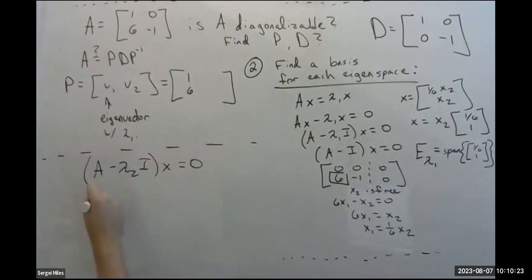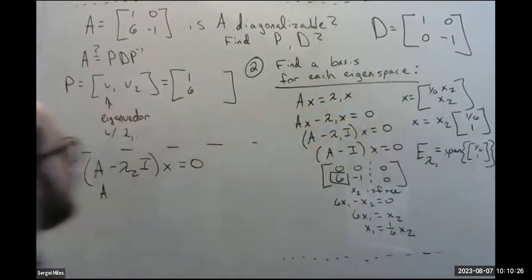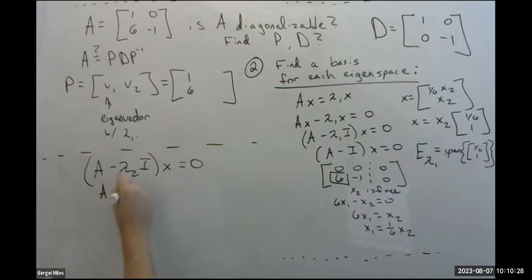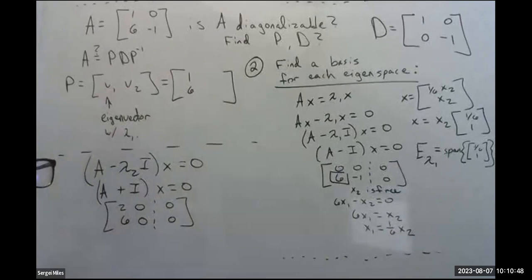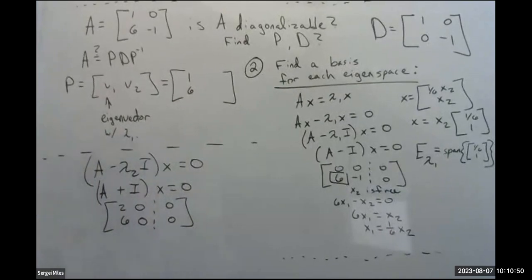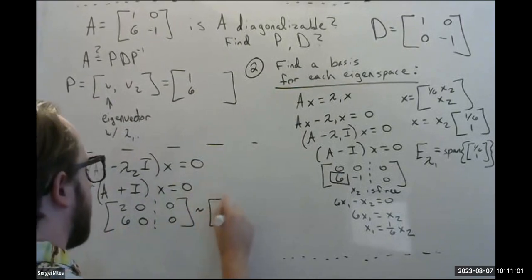So now, look over here, lambda 2 was -1. So I'm adding the identity matrix. So I have 2, 0, 6, 0. Okay? So this is now the homogeneous system we're trying to solve. And lucky for us, we can see pretty easy with the row reduction. If I multiply row 1 by 3 and subtract it from row 2, then we're going to get this echelon form.